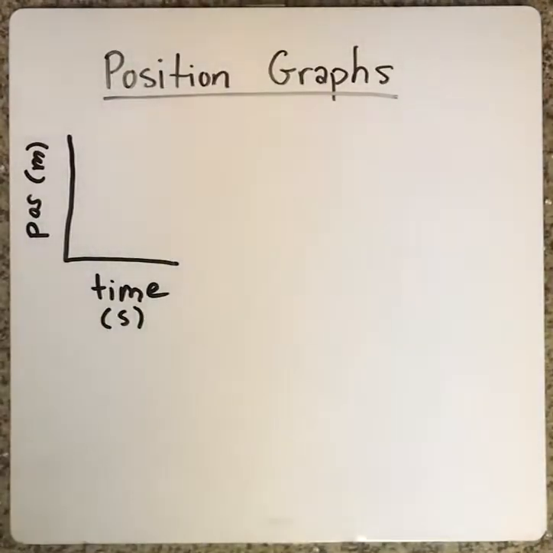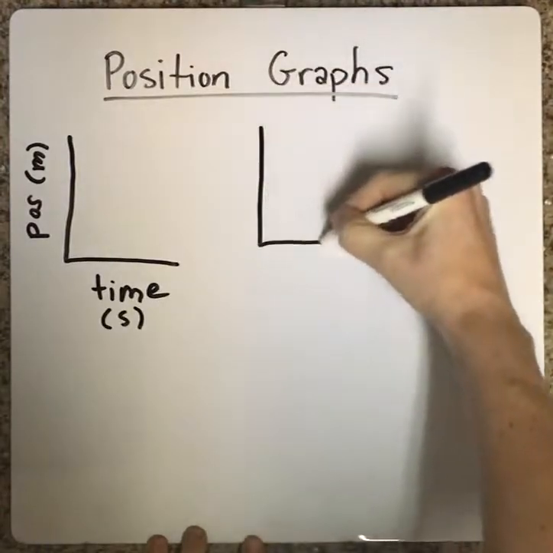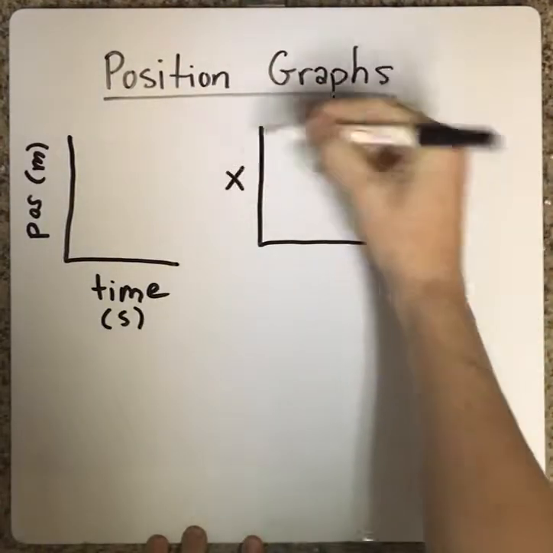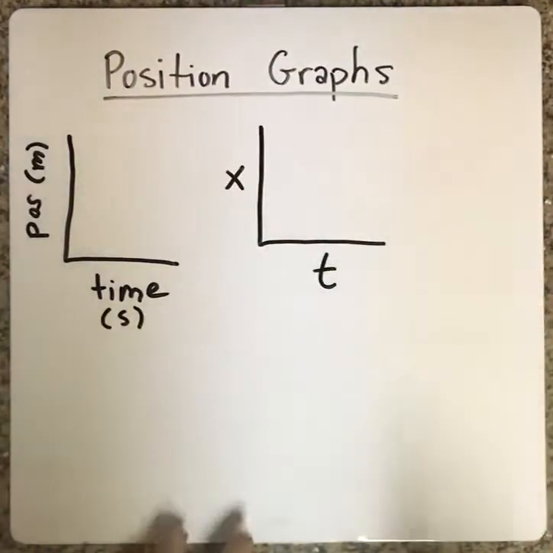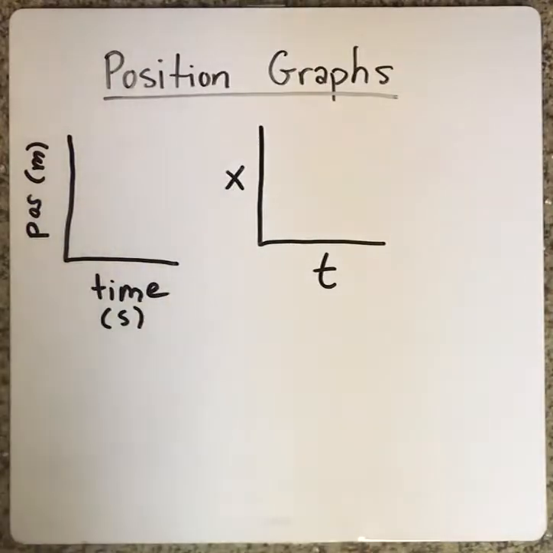Now remember that we abbreviate position with the letter X. So you will often see position versus time graphs drawn just with an X and a T. It's weird to see X on the y-axis, but we do it all the time in physics.